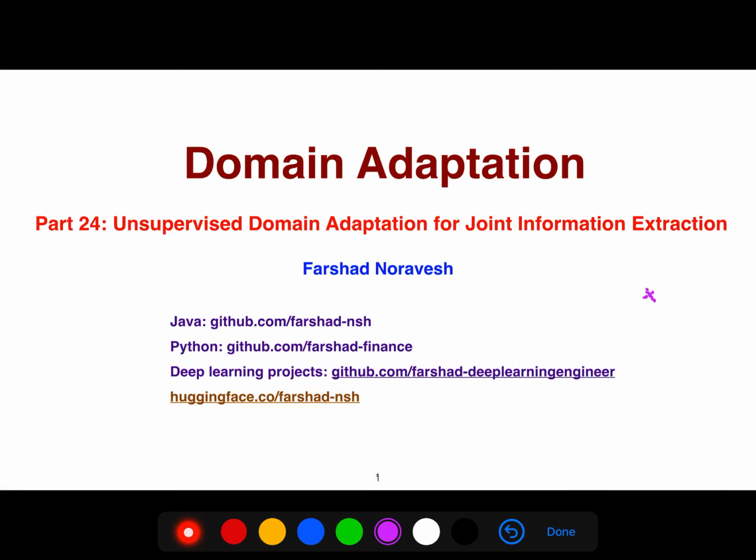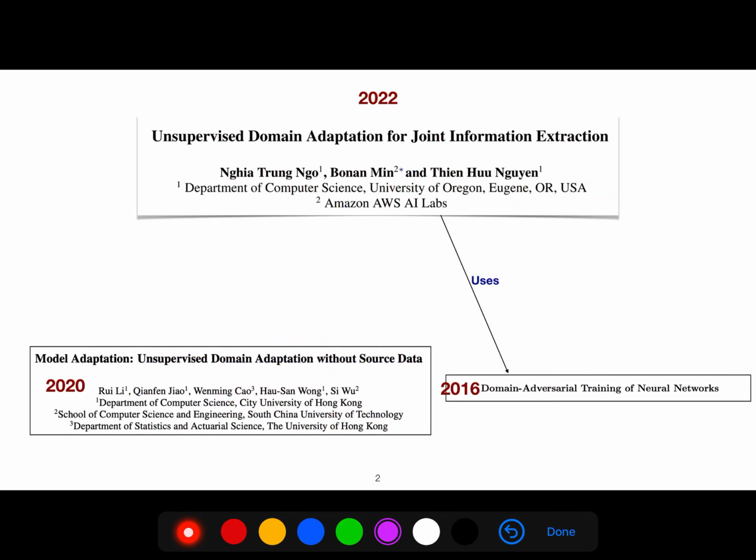Alright, so in this video I'm gonna be explaining another important article about domain adaptation, still in the unsupervised setting, and the task that we want to do is joint information extraction. Information extraction, for example, event extraction, relation extraction, entities. So I'm gonna be explaining this paper in 2022 that uses this idea of domain adaptation for training, domain adversarial training of neural networks.